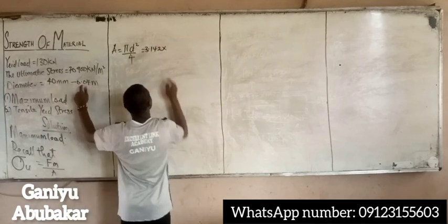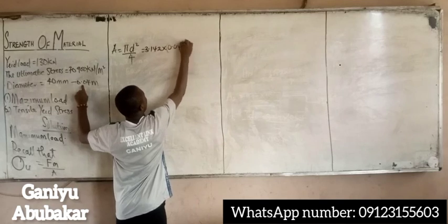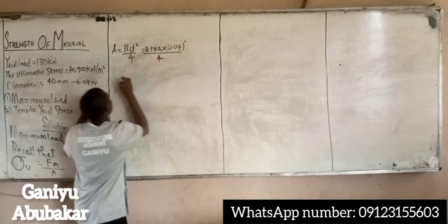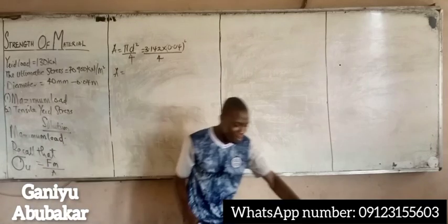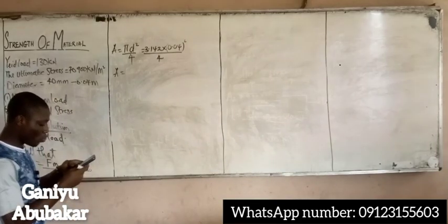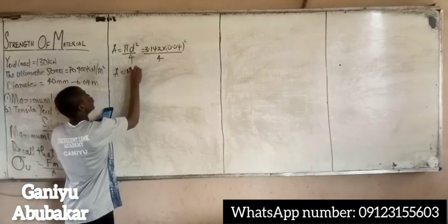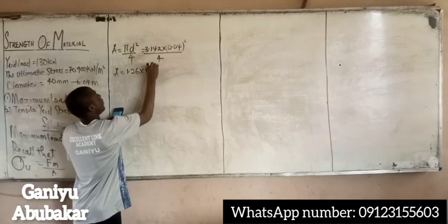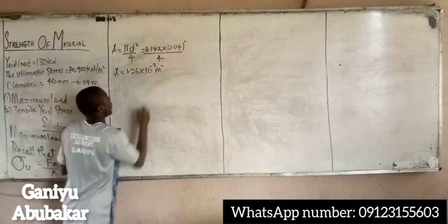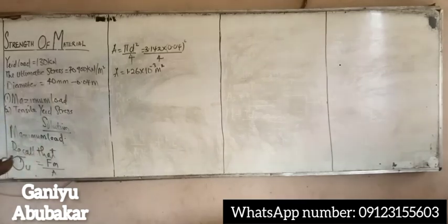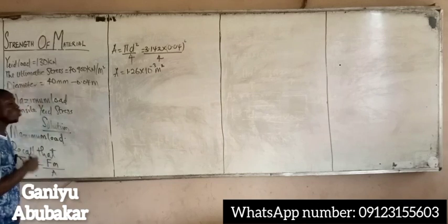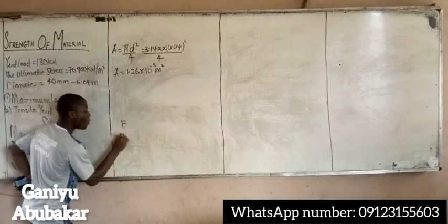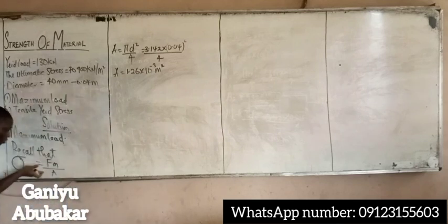That becomes 3.142 multiplied by 0.04 all squared, all over 4. My area at this section will be equal in value to 1.26 multiplied by 10 to the power minus 3 in meter squared. So obviously, ultimate stress is equal to the maximum load over area. Load is represented with F or P.